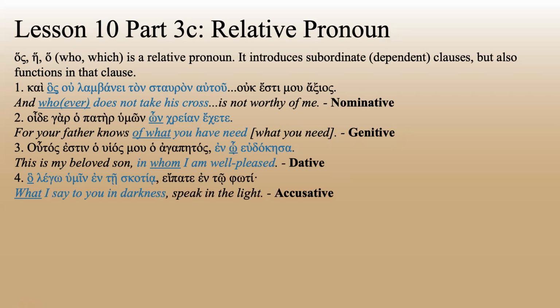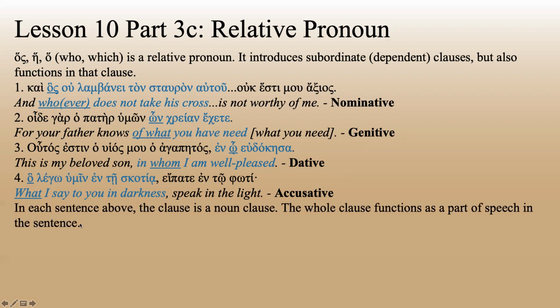Number 4, ho legō hymin en tē skotia eipate en tō phōti. What I say to you in darkness, speak in the light. Here, ho is in the accusative case because within the dependent clause, the portion in blue, it is functioning as a direct object. I say what? I say what to you in darkness.